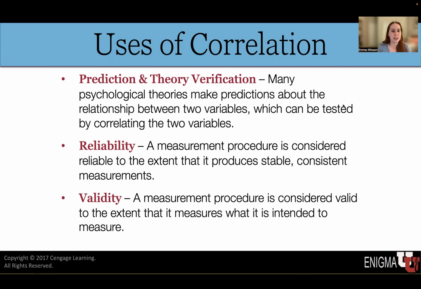The second use of correlation is as a measure of reliability. A measurement procedure is going to be considered reliable to the extent that it produces stable and consistent measurements. So we can use correlation to figure that out. And validity: a measurement procedure is considered valid to the extent that it measures what it is intended to measure. And correlation does both of those things.